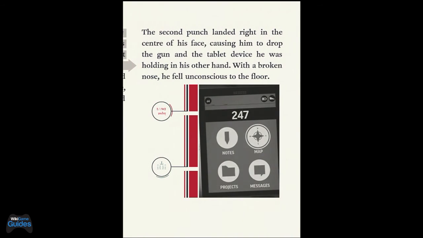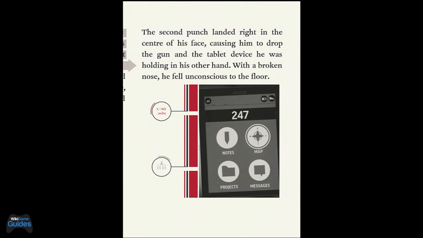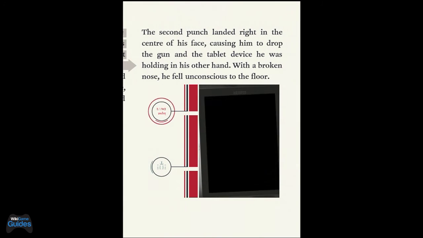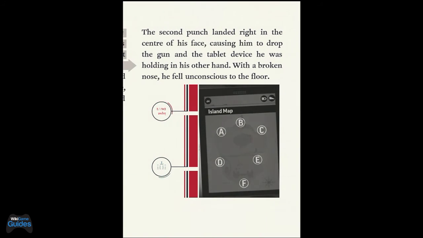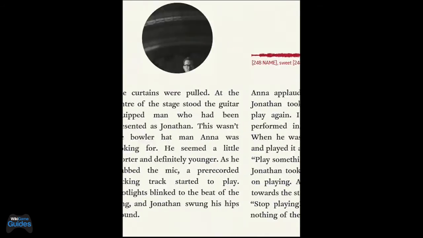So here we have the island map. There we go. And it says ACF, BF, EDBF, and BF. My first assumption was ACF 3, BF 1 or 2, EDBF 4, and BF 2. So your solution would be 3242, which is incorrect. However, when you look at the island map and put together the numbers, ACF, if you draw a line with your finger, makes a 7. BF makes a 1. EDBF makes a 4. And BF makes a 1. So your solution is 7141. And that is your men's restroom password.